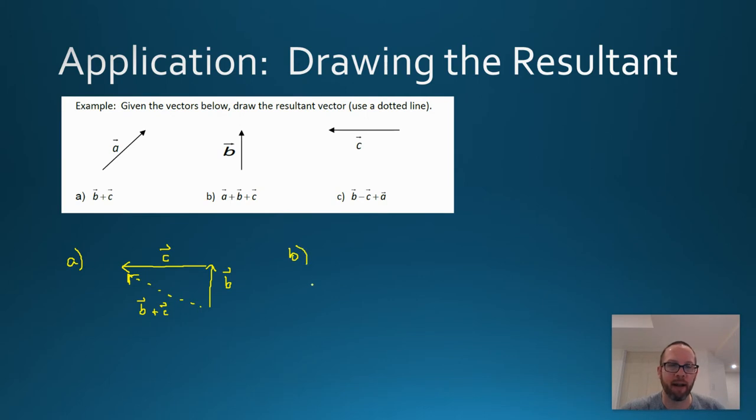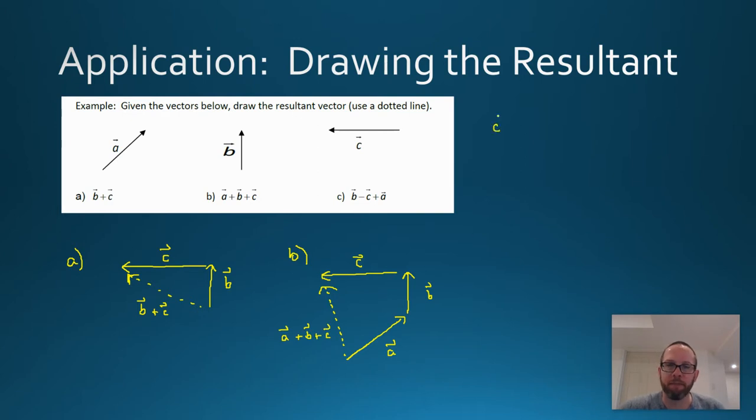Okay, let's try the second one. We're adding A plus B plus C. So draw vector A. From the tip of A, we're adding B, so draw B straight up. From the tip of B, draw vector C to the left. And the resultant vector goes from where you started to where you finished. This is A plus B plus C. It'll be something like that.